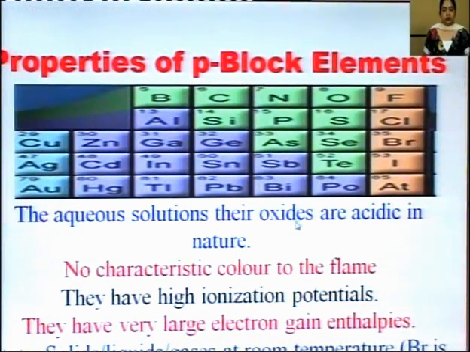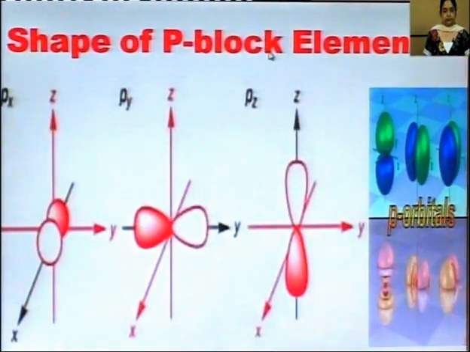In aqueous solutions, their oxides are acidic in nature. No characteristic color to the flame. They have high ionization potentials. They have very large electron gain enthalpies. Shapes of P block elements. These are dumbbell shaped: Px, Py and Pz.